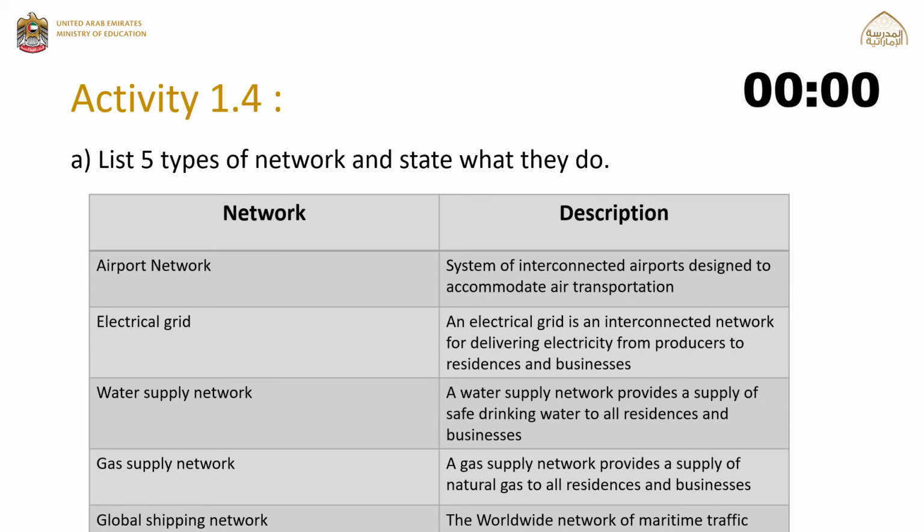residences and businesses. Third one is water supply network, which provides a supply of safe drinking water to all the residences and businesses. Fourth is gas supply network, which provides a supply of natural gas to all the residences and businesses. And the last one is global shipping network, which is the worldwide network for maritime traffic.